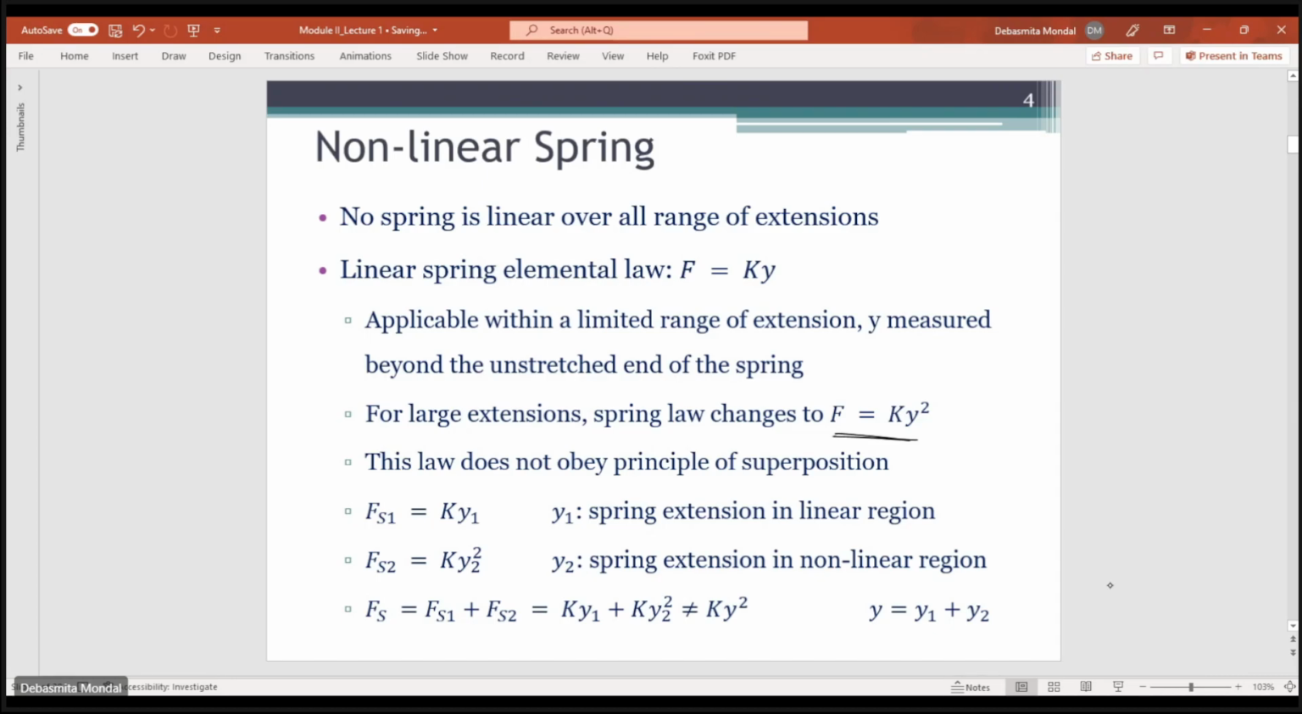Now if you apply a total force Fs, which is nothing but Fs1 plus Fs2, the expression will be K y1 plus K y2 square. This is not equal to K y square with y equals y1 plus y2 whole square. So we can say this relation does not follow the superposition theorem, which means the overall relation of the spring is a nonlinear one.